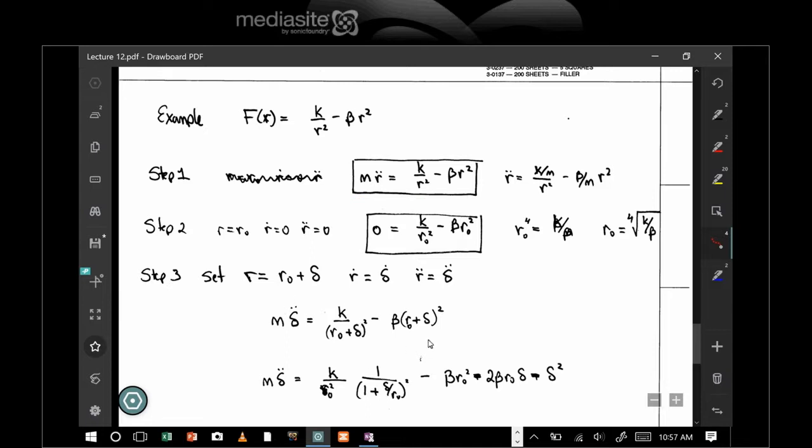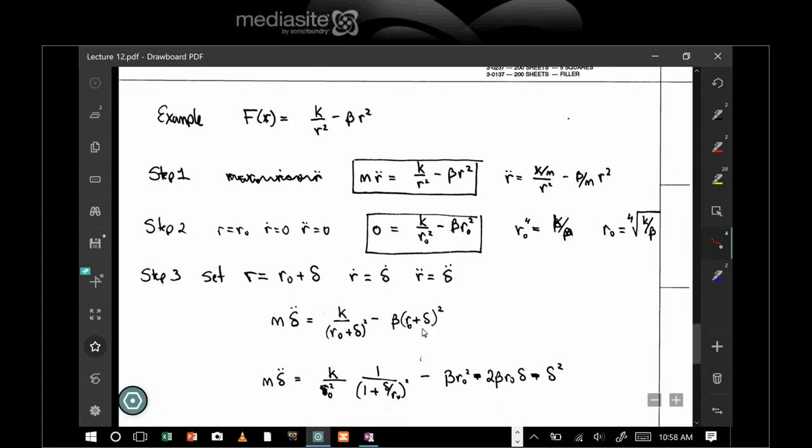Now, this is where people get in trouble. How do you Taylor expand? Remember, when I Taylor expand, I have to define things small. Now, delta, you may say, well, delta is small. But really what's small is delta over R naught. So what I'm going to do is factor out an R naught. This term here I'm going to Taylor expand. This other term I'm not going to Taylor expand because it's just a polynomial. I'm just going to multiply it out.